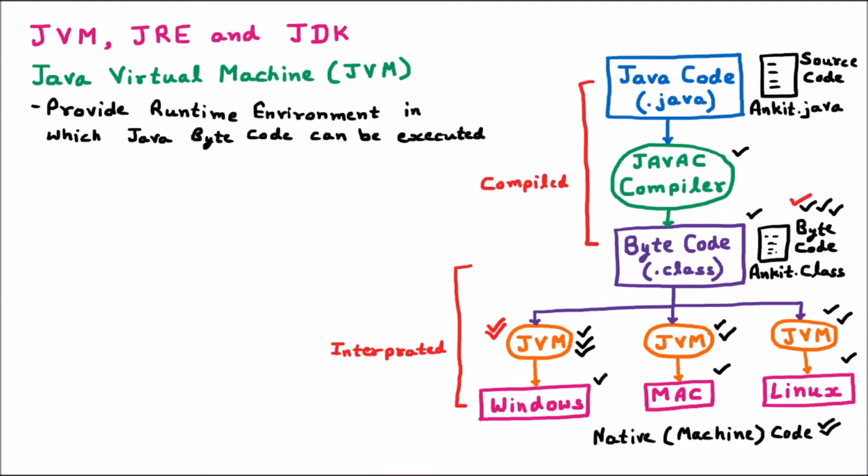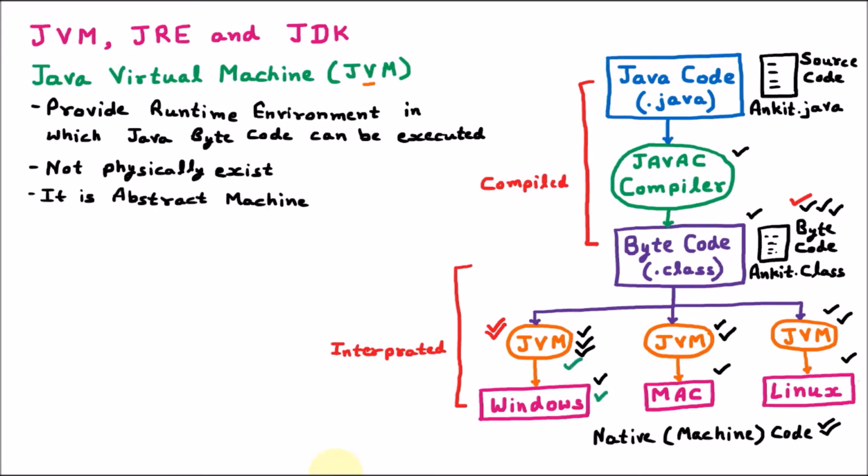In the JVM we have the word virtual. That means it doesn't exist physically. So the Java Virtual Machine doesn't exist physically. JVM is an abstract machine, which is not a real machine, which doesn't exist physically, but yes, it acts like a machine. So that's why it is called an abstract machine. Here we can see in the diagram, Windows has its own JVM, Mac has its own JVM, Linux has its own JVM. That means JVM is operating system dependent.